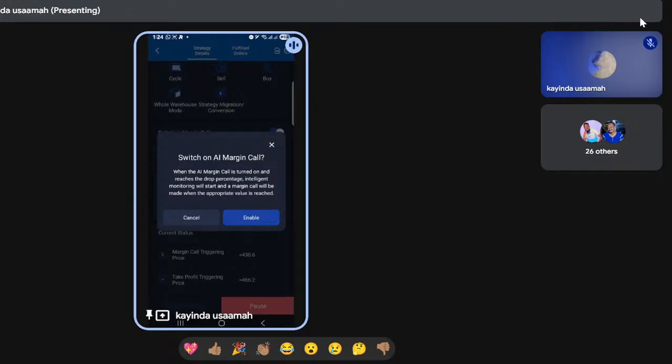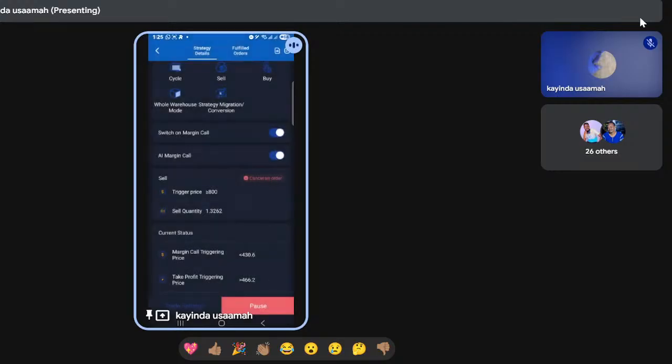Let me give an example. If I told my robot to buy when the market drops 1%, this is what the robot is saying. Intelligent monitoring will start and the margin call will be made when the appropriate value is reached. The robot will not just buy. It will first go to the market, analyze it, and find out what is the best time to buy.